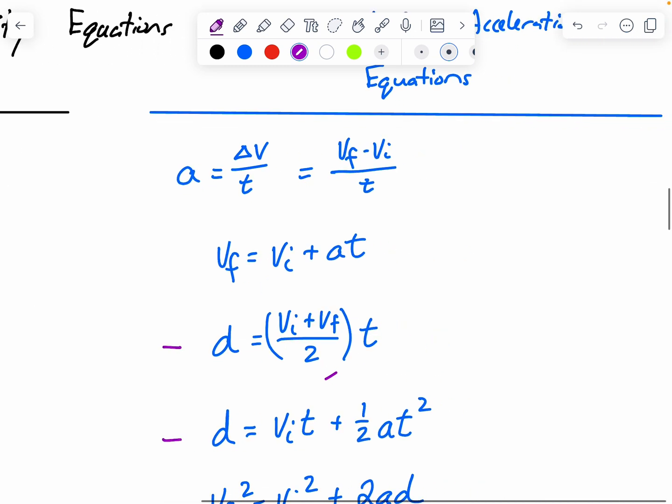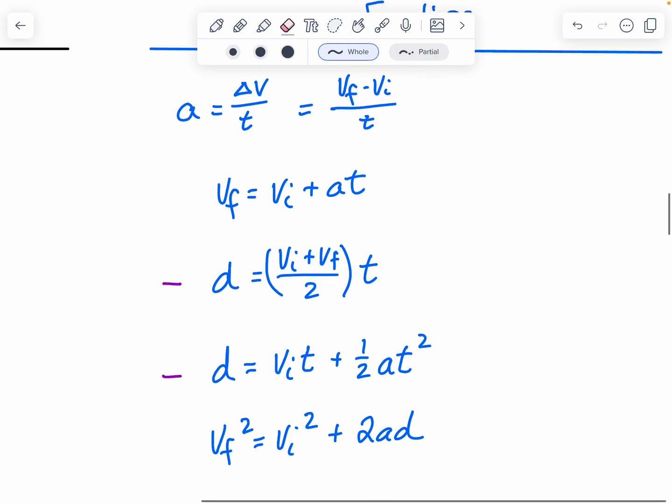Because you know in the beginning you're going a little slower, at the end of the interval you're going a little faster, so you need to use an average velocity times the time. This one accounts for that as well. But if we use the acceleration instead of the final velocity.